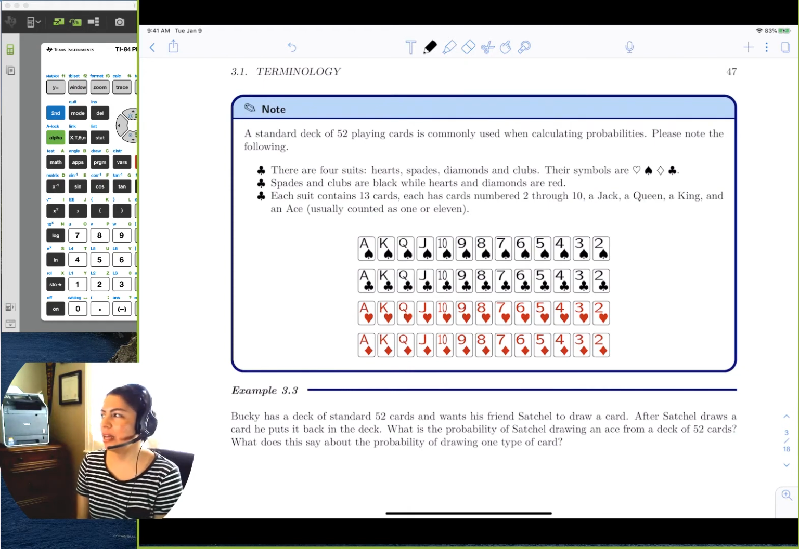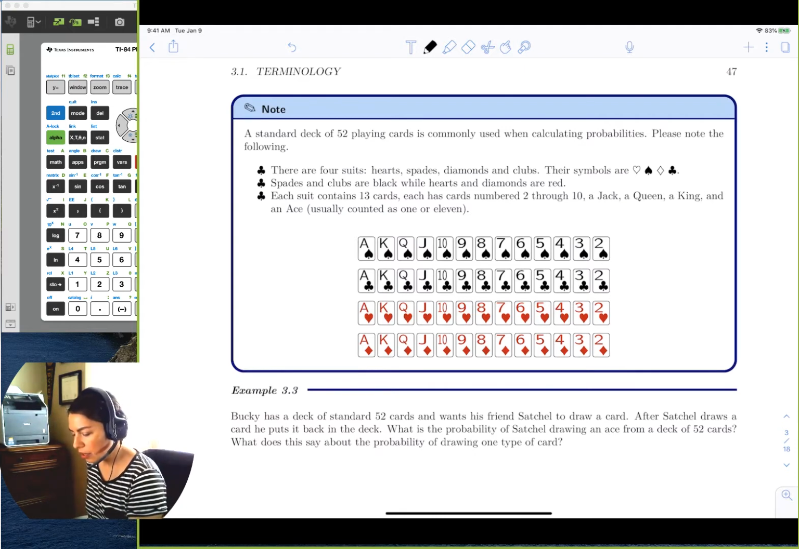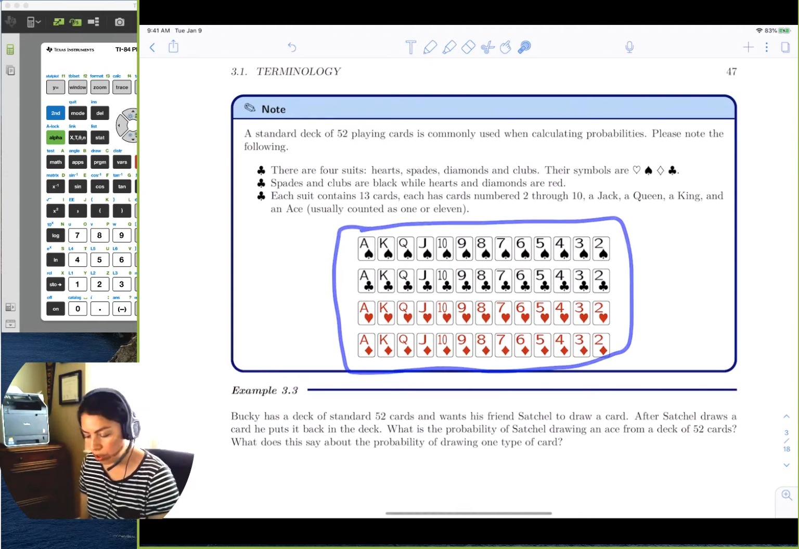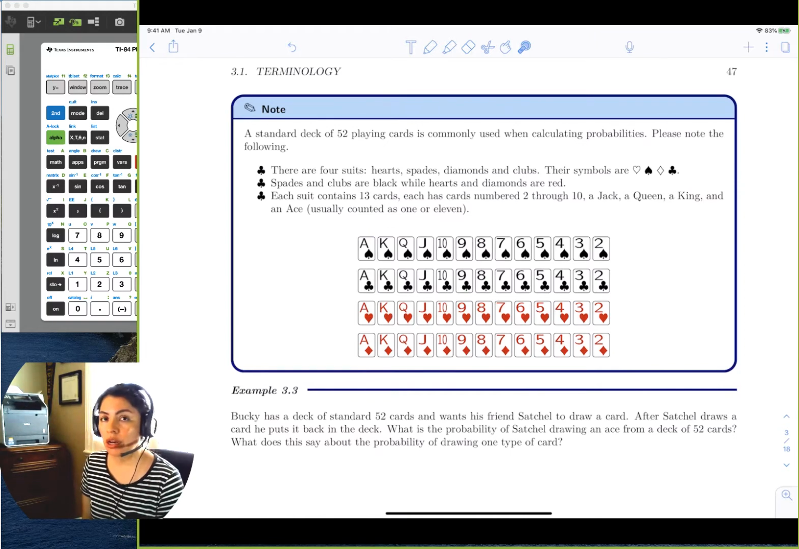And then we have 4 suits: a spade and a club, which are both black, and hearts and diamonds, which are red. So you can go ahead and use this as a good reference, because there are a lot of card games and problems in your homework with cards, so it's nice to have a good reference.